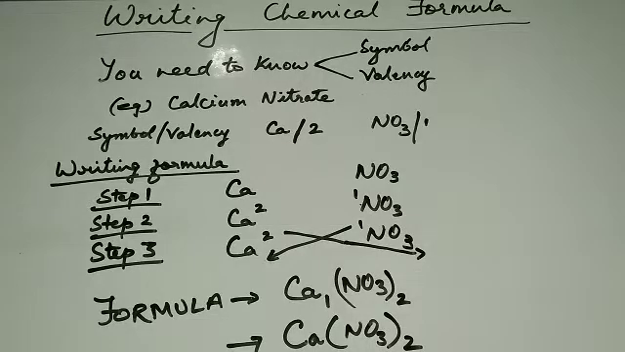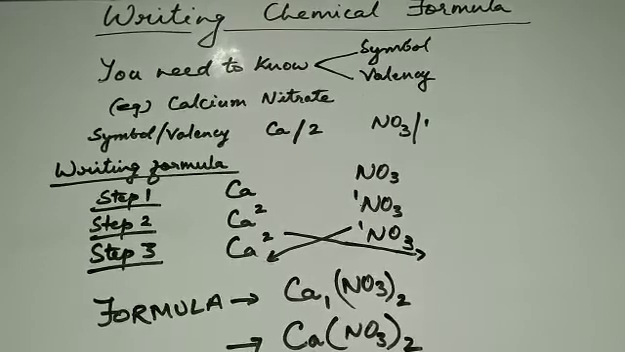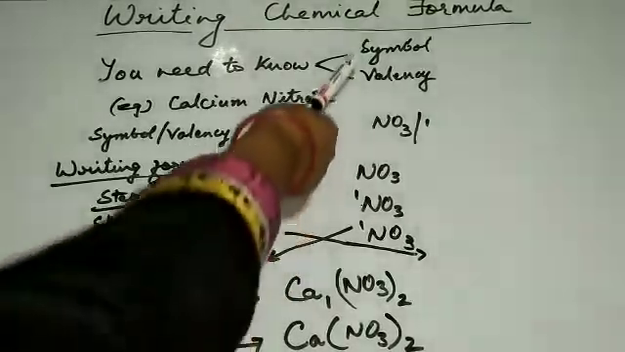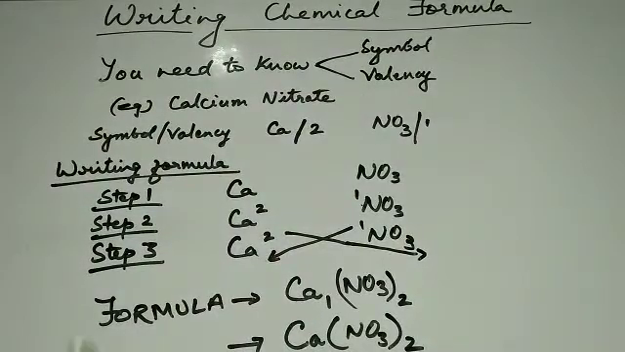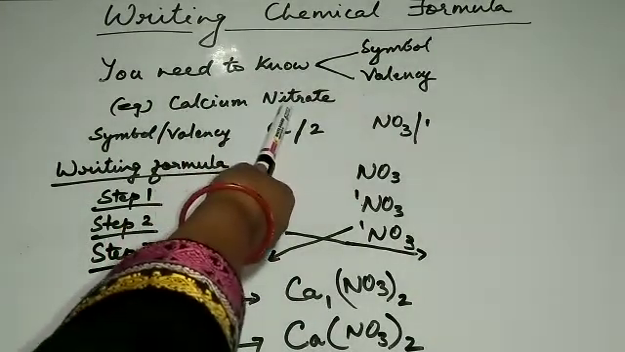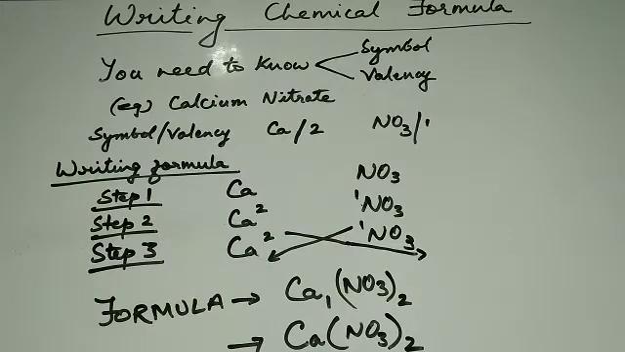This is how we are going to write the chemical formula. For writing the chemical formula you need to know two things: one is the symbol and the other one is the valency. I've taken an example over here, calcium nitrate. This is what we have to make.